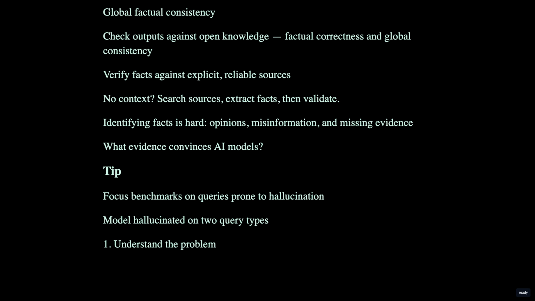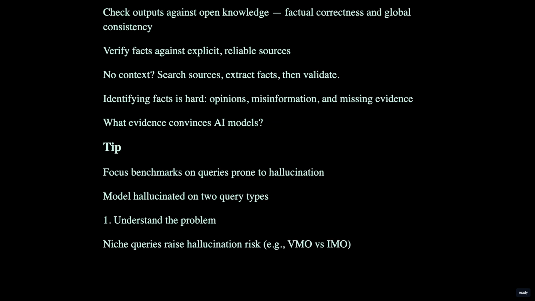Models tend to hallucinate more on niche topics because there are fewer reliable training signals for obscure events. For example, the Vietnamese Mathematical Olympiad, VMO, is less cited than the International Mathematical Olympiad, IMO, so answers about the VMO are more likely to be invented. Verify niche facts against trusted sources.